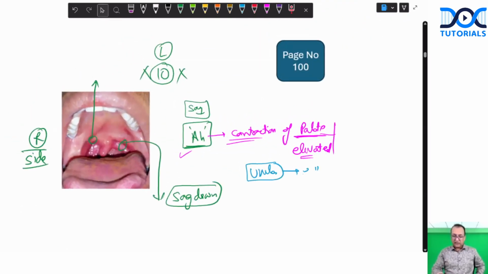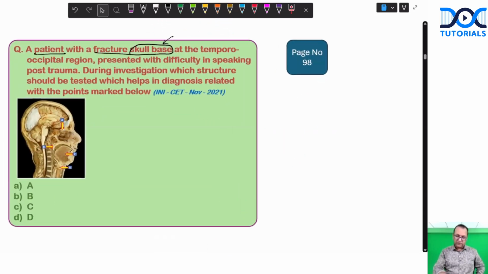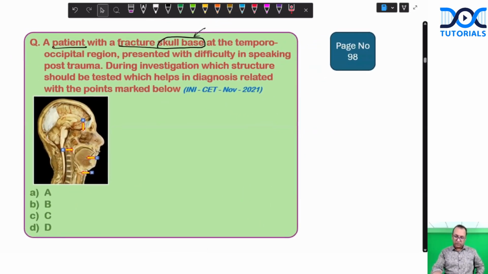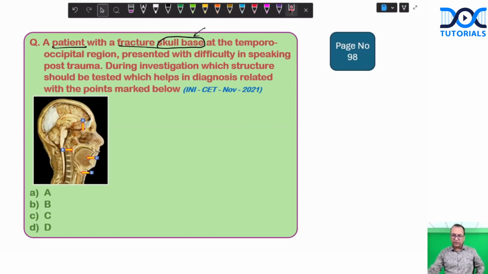Now, as we are proceeding with this question, see, these days questions are not simple. This is a question from year 21 INICET. They're not simple questions. Yes, Deepak, welcome always. First of all, you have to understand that when there's a fracture of the skull base, which nerve could have been damaged? Because in the skull base, there are so many foramina, so many nerves.